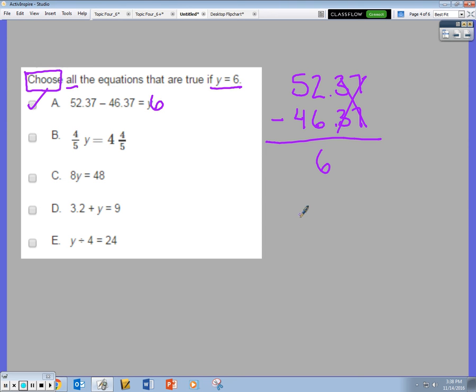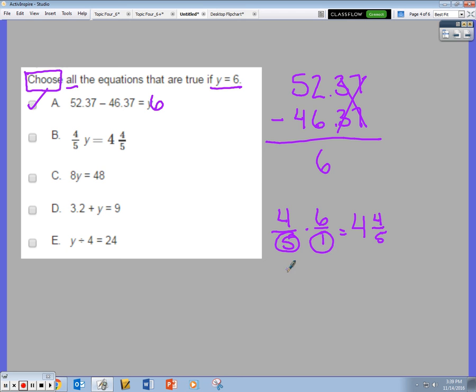This says 4/5 of y, which in this case is 4/5 of 6. But I'm going to make 6 a fraction. So 4/5 of 6 over 1 should equal 4 and 4/5. Well, let's simplify, or let's evaluate. Let's simplify this left side of the equation. No cross reduction can be done, so we don't need to multiply. We don't need to find common denominators. We're okay with them being uncommon when we multiply.